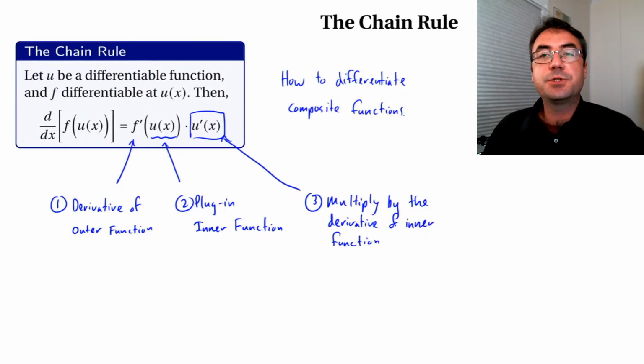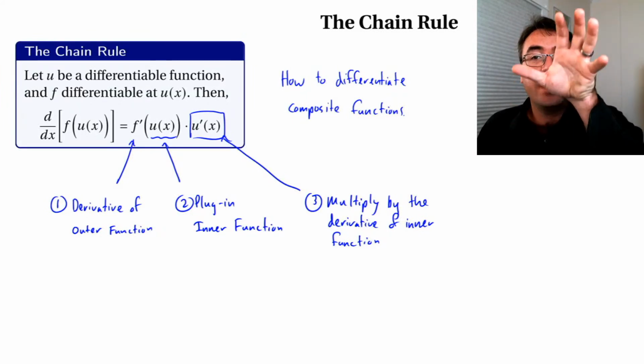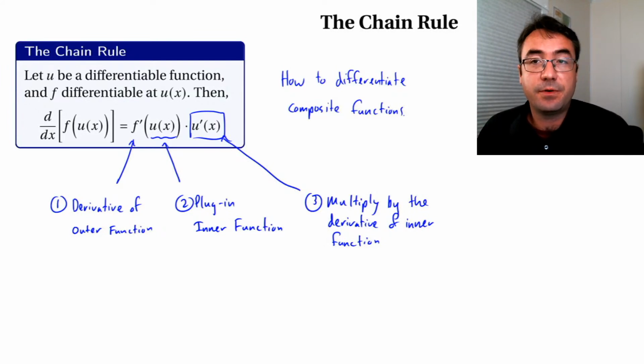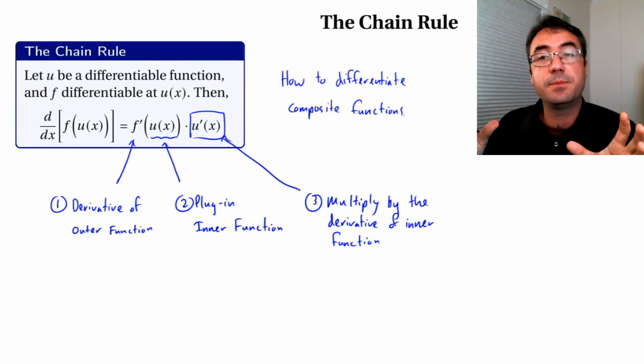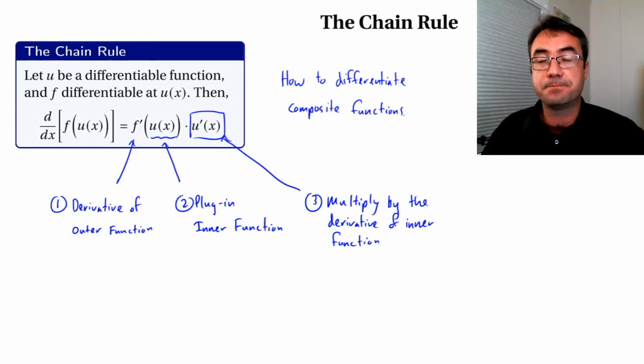So how we do the chain rule: we differentiate the outer function, we plug our inner function into that, and then we multiply by the derivative of the inner function. So it's going to be important to be able to identify what's the outer function and what's the inner function.